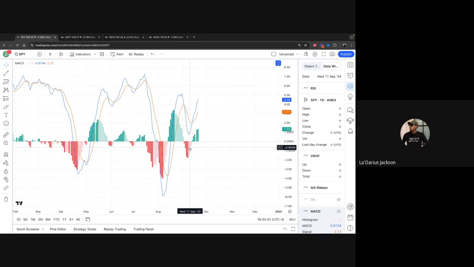So if you ever want to know which way it's trending, check the histogram, check the lines. It's only going to tell you buying or selling. That's all you need to know. Any questions?